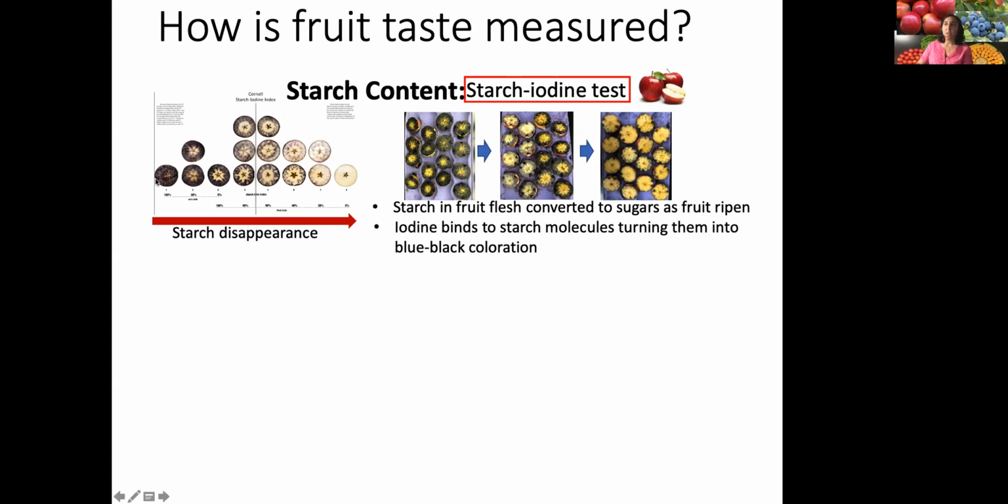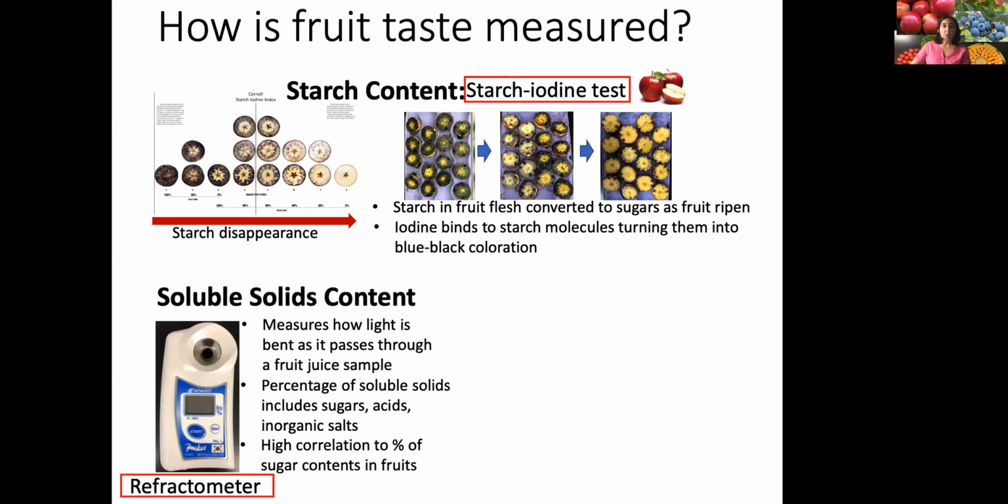So when the fruit has a lot of starch and we submit it to this test, this is what we are going to see. But as the fruit ripens, starch is going to disappear, and we end up with a flesh that is totally white. There's no more starch. All the starch is converted into sugars. And you can also see this throughout these pictures, where we are showing how in apples throughout their ripening, you see how starch is disappearing, indicating that there is an increase in sugars.